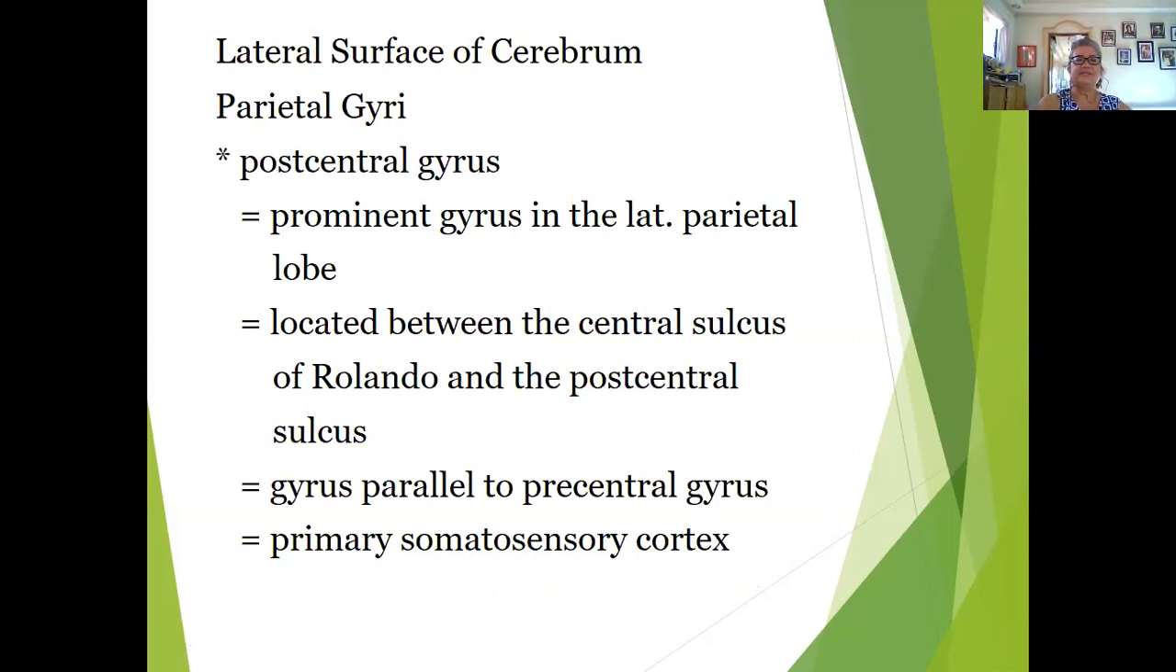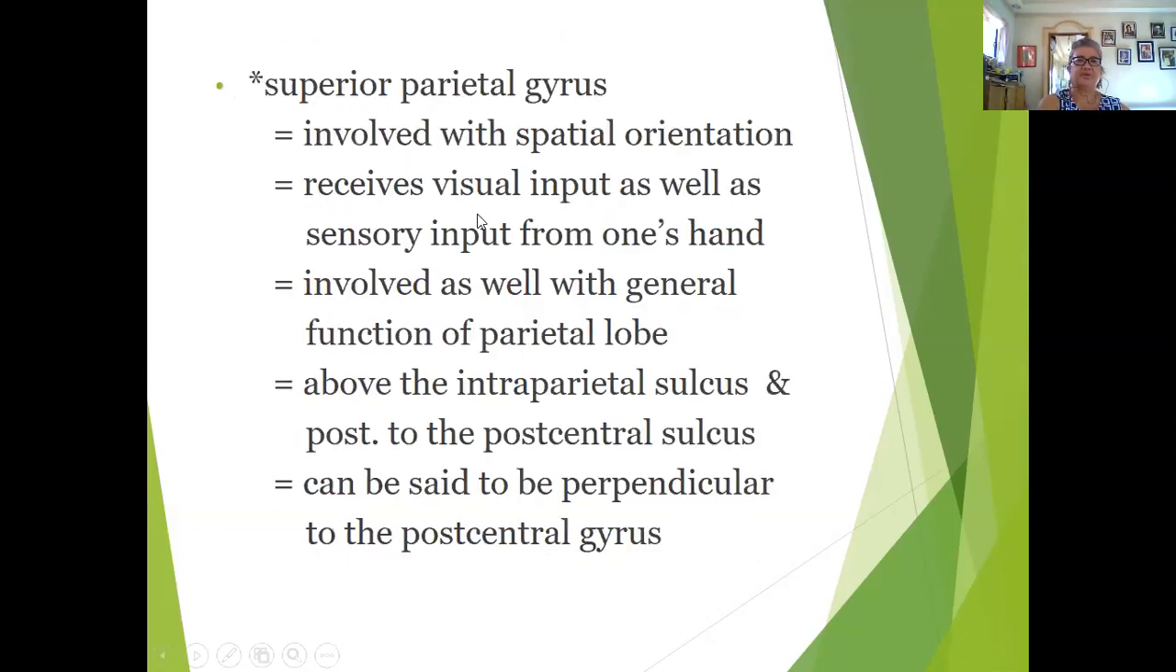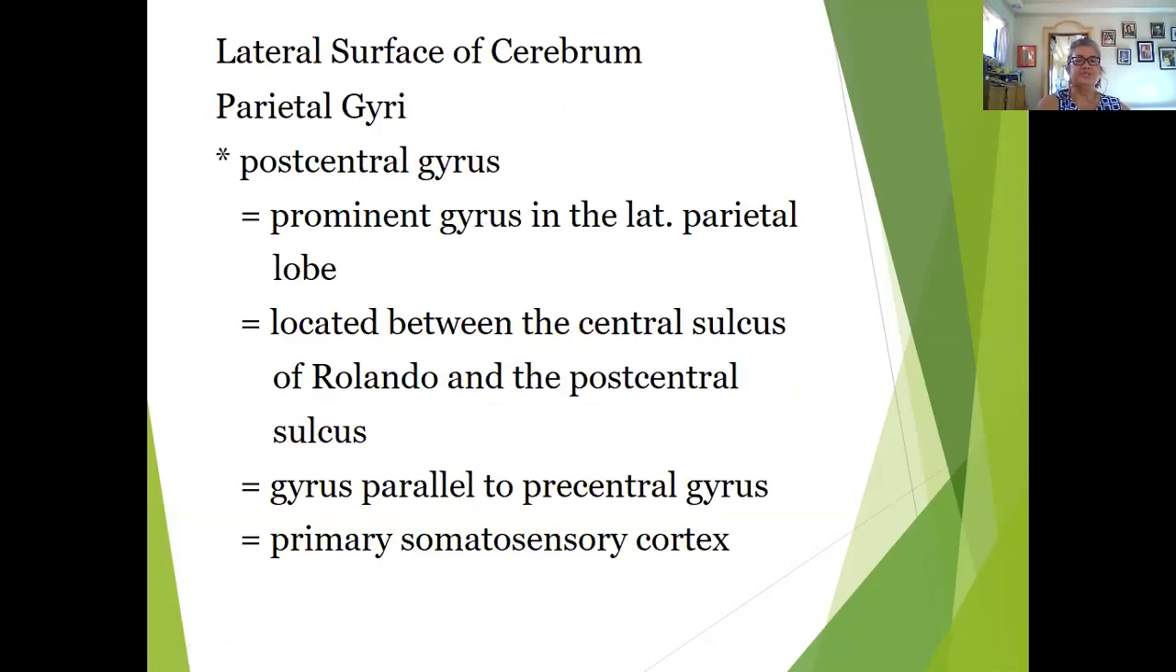The lateral surface of the cerebrum. You have the parietal gyri. I use the term gyri because there are many gyrus there. You have the postcentral gyrus, which is a prominent gyrus in the lateral parietal lobe located between the central sulcus of Rolando and the postcentral sulcus. Now, this gyrus is parallel to your precentral gyrus, and this is the primary somatosensory cortex.